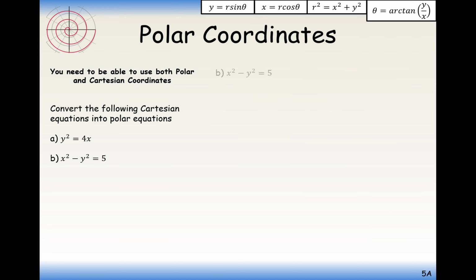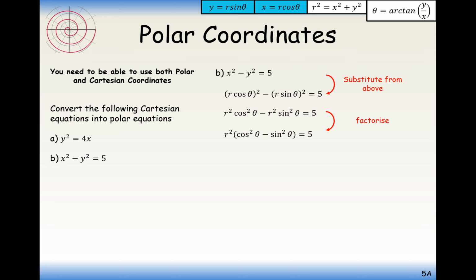And in the second part, part B, x squared minus y squared, same as before, bring in r cos theta, bring in r sine theta, and then do a bit of simplifying. So we'll expand the brackets on that, then factorize your r squareds together, and then maybe recognize that this here is an identity for the cos double angle identity, that is cos 2 theta. Then generally it's preferred to have r equals or r squared equals, so we'll divide by cos 2 theta, or effectively times by sec 2 theta onto the other side.